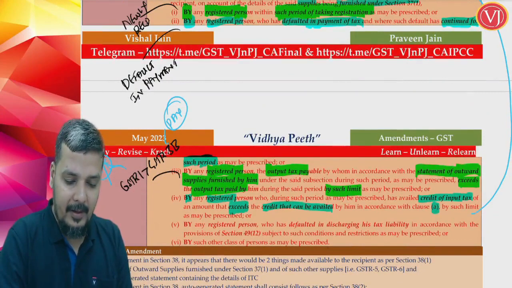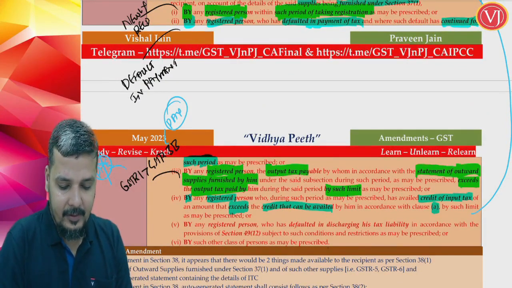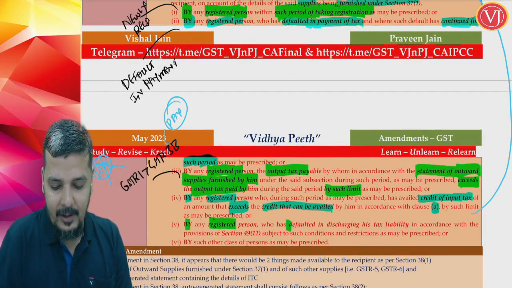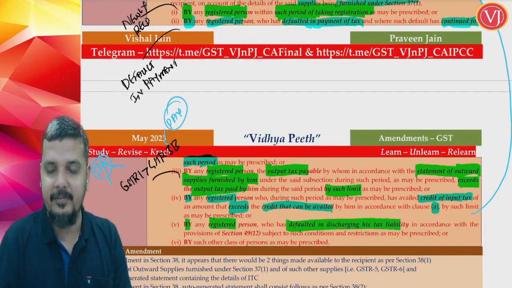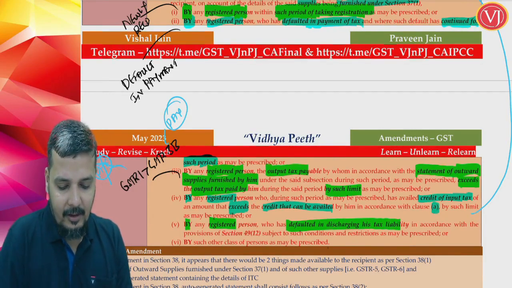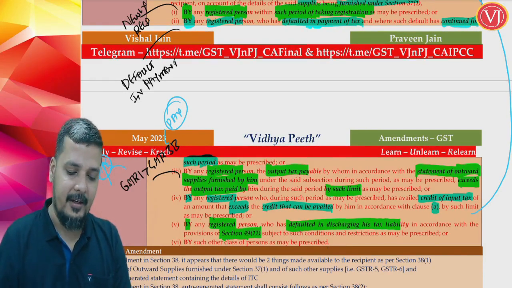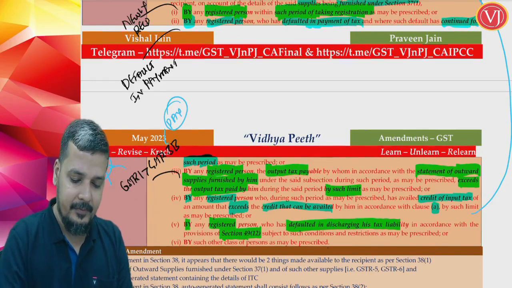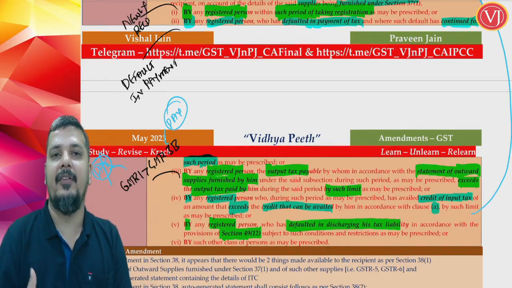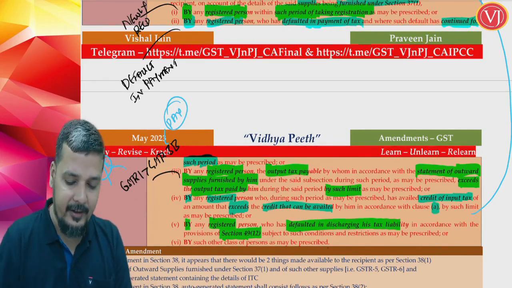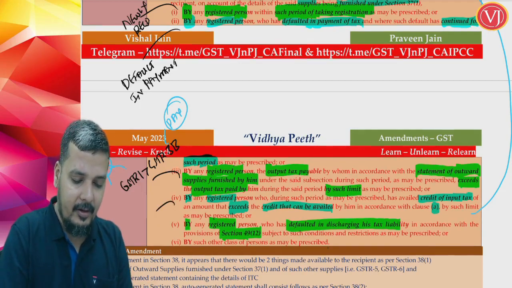Or by such registered person who has defaulted in discharging his tax liability in accordance with Section 49 Subsection 12. So he has not paid the tax liability correctly. Restrictions in payment. Right, he has made the payment, but he has made the payment entirely by his credit ledger. So here you're talking about what?